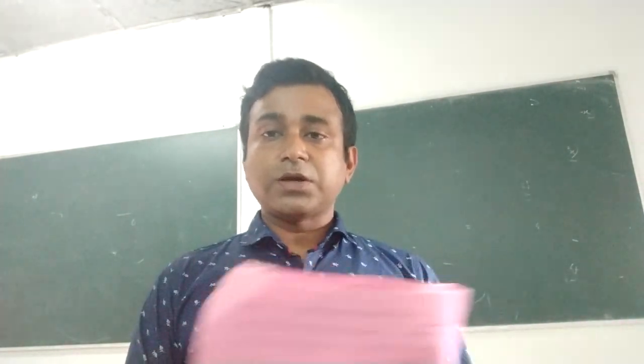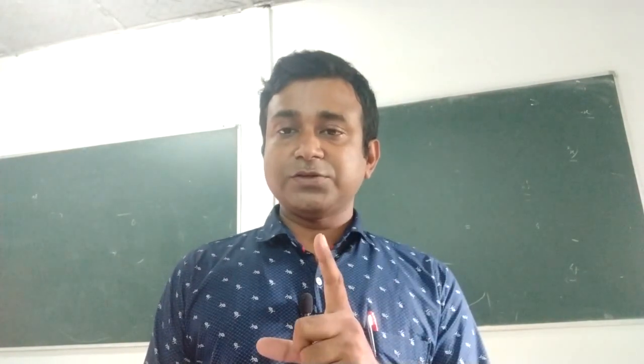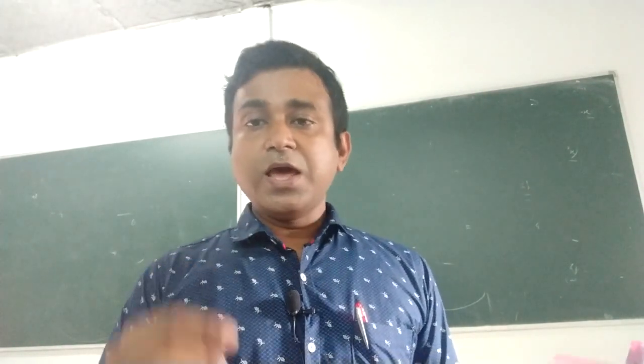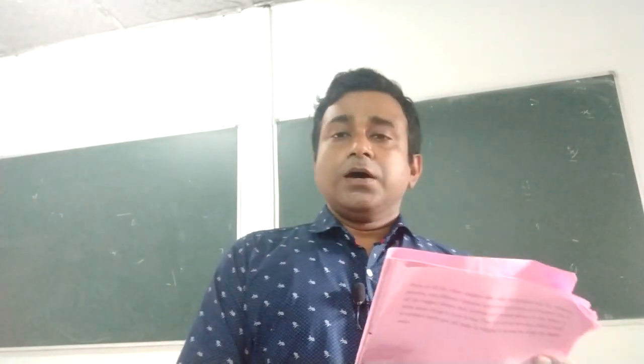For each identification, like noun or adjective, there will be half marks. So half into 10, 5 marks from the identification. Identify noun and adjective. So that is unit 3, grammar.